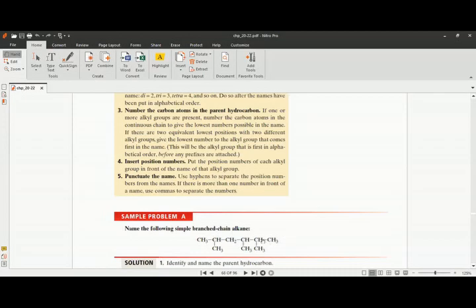So where are the methyl groups? On carbon atoms number 2, 3, and 4. Sorry, 5. So we have 2, 3, 5-trimethylhexane. Again, 2, 3, 5-trimethylhexane.